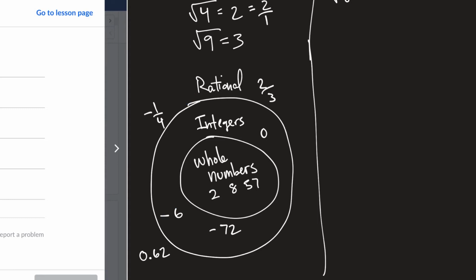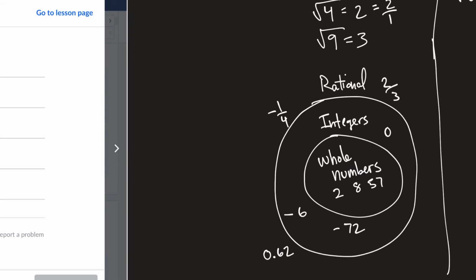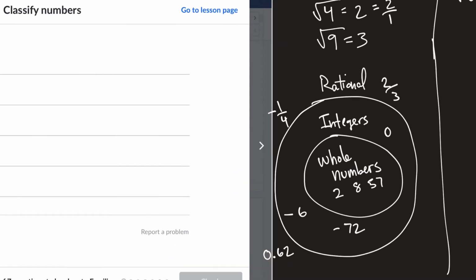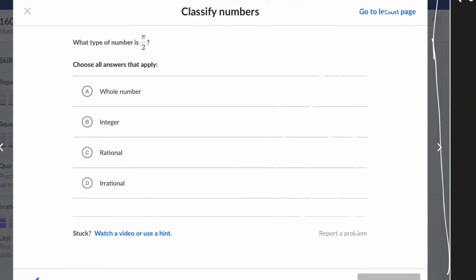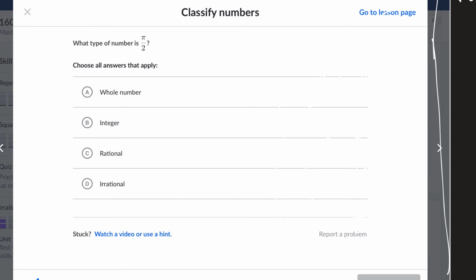You see, so I would use this here, and let's bring this over here and try to use it in our problem. So pi over 2. Well, first off, I told you that pi is irrational, and so we're just going to go right to irrational right there. But we can use all the work that we have so far. So it is definitely irrational, and I will choose that.